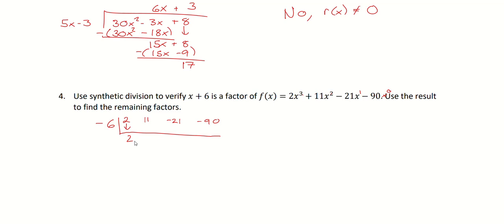All right, how do I do this? I multiply. What's negative 6 times 2? Negative 12. We add them: 11 minus 12, or negative 12 plus 11. Negative 1 times 6. Moment of truth here. Negative 21 plus 6: negative 15. That will be a positive 90, and I like to do this. Okay, what did we just determine? It is a factor. Now, most of you have a note.